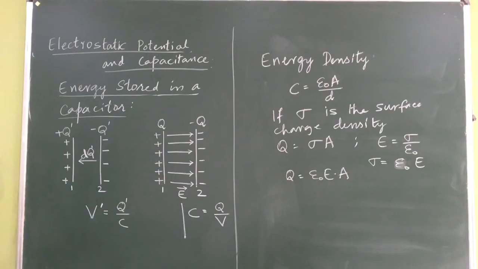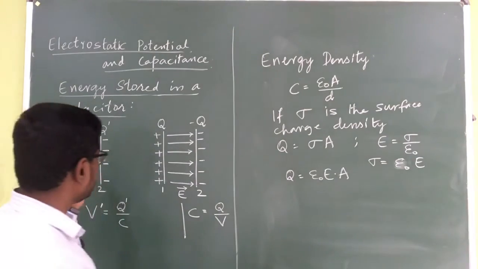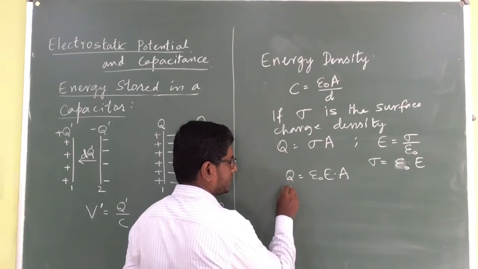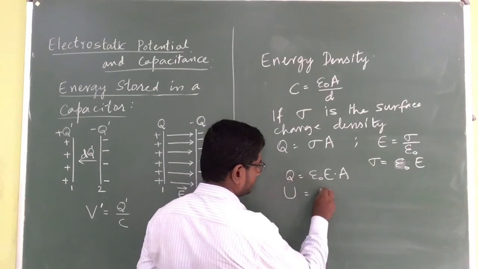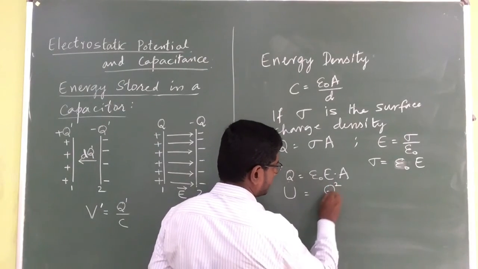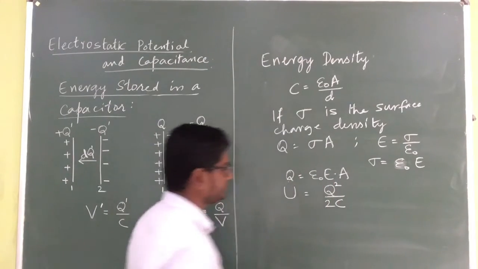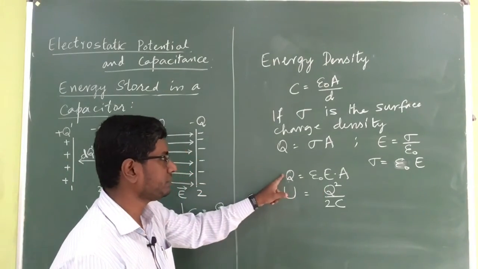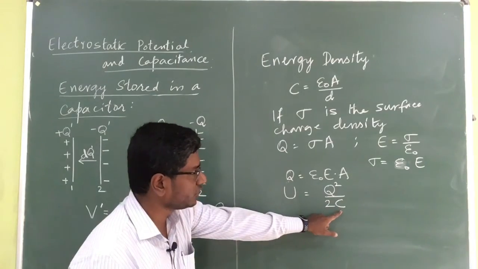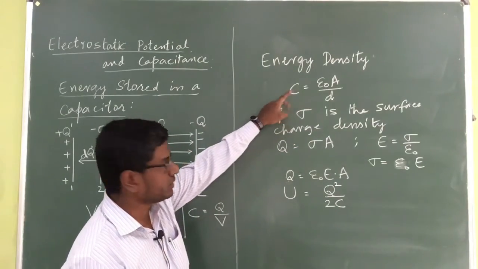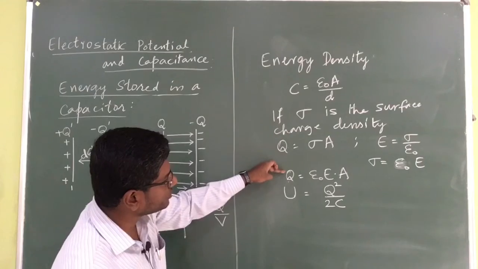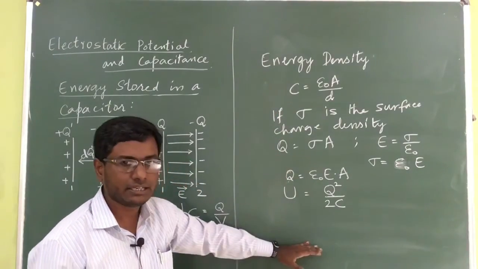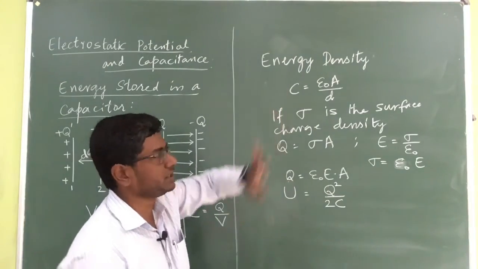Now, what is my energy? Energy, I have got those three equations. I will take the first one, because that is going to be directly associated with U. So U is equal to Q square divided by 2C. Now, I need a Q in the numerator, which is already present here, and I need a C in the denominator, which is here. So I am going to substitute these two values of Q and C into this equation. In a few steps, I am going to get the energy density.